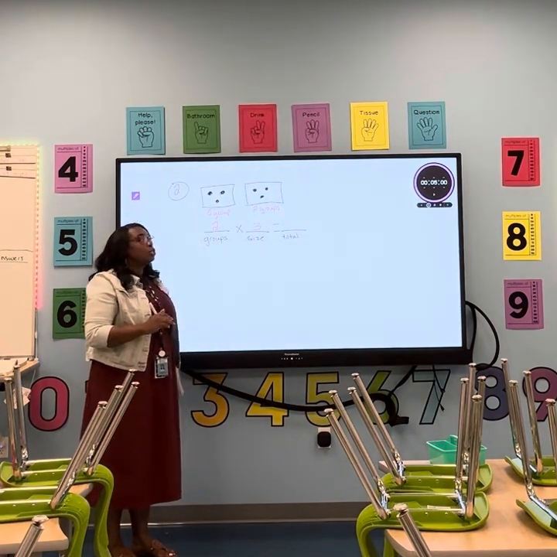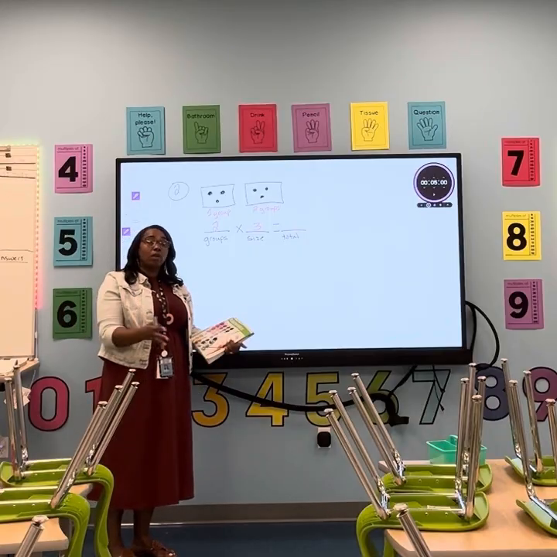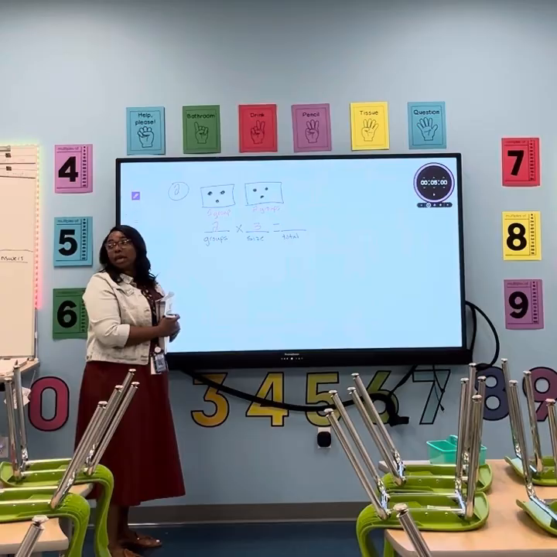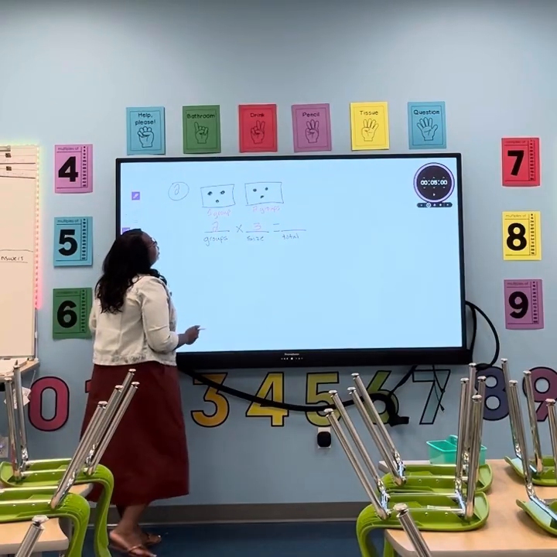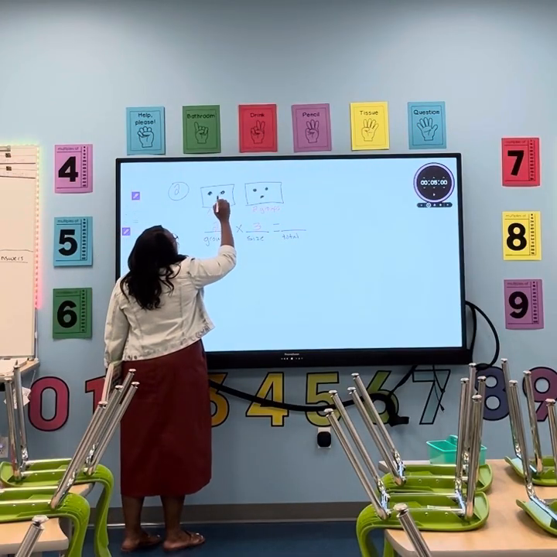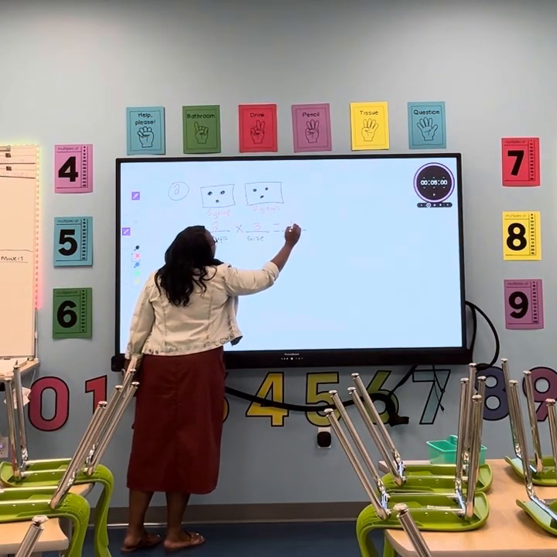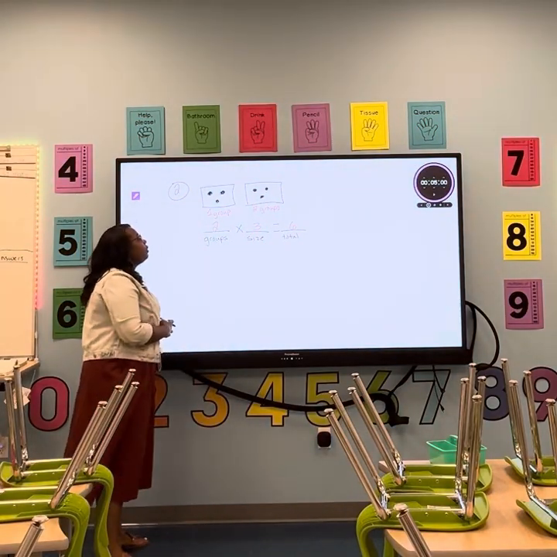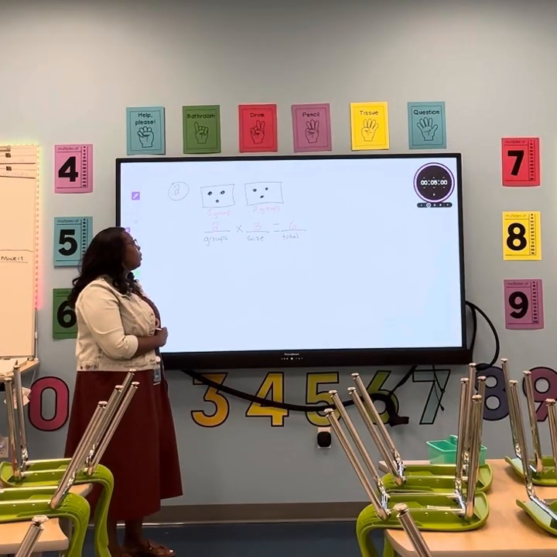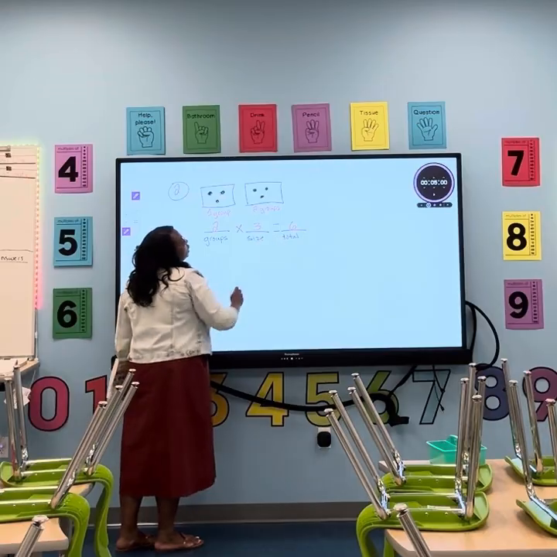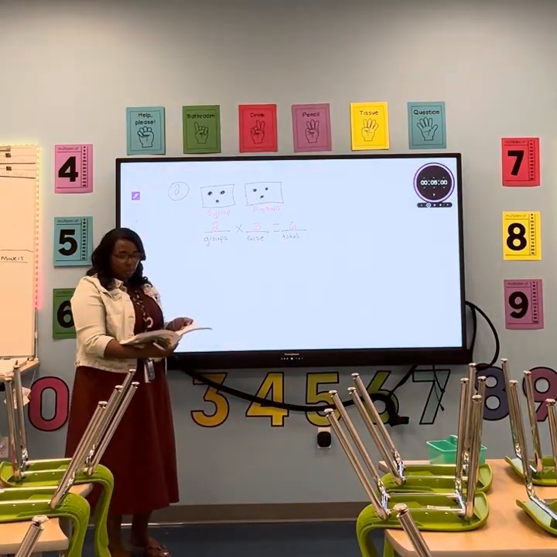Now the total is how many we have all together. So we're going to count how many dots we have all together. So let's go ahead and do that. We have 1, 2, 3, 4, 5, 6. So this will be 6. The answer to that would be 6. So the multiplication fact you would write would be 2 times 3 equals 6.